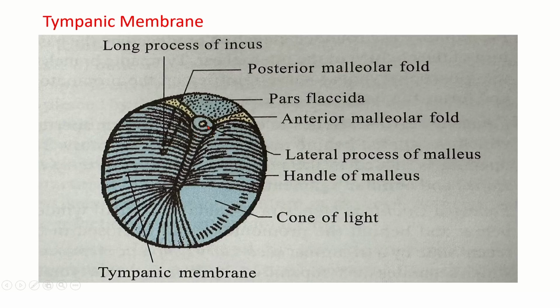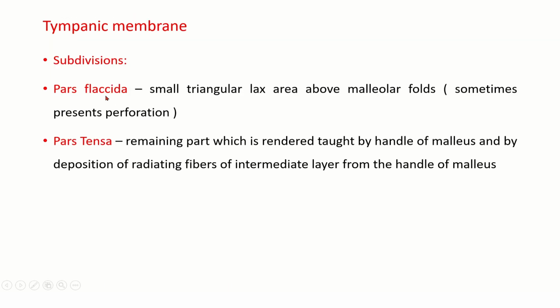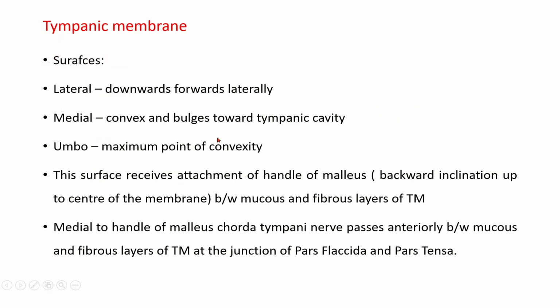The lateral process of the malleus and the anterior and posterior malleolar folds divide the entire tympanic membrane into the upper flaccid part, the pars flaccida, and the lower tense part, the pars tensa. Pars flaccida is a small triangular lax area above the malleolar folds, which sometimes presents perforation. Pars tensa is the remaining part, rendered taut by the handle of the malleus and by deposition of radiating fibers of the intermediate layer from the handle of the malleus. Pars flaccida and pars tensa are the subdivisions of the tympanic membrane.